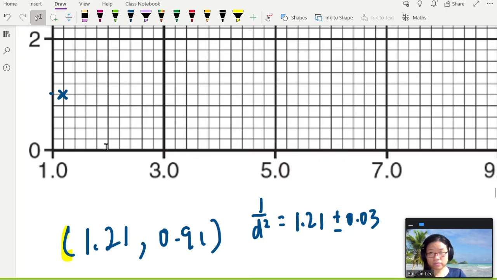Because this is 2 mA. So 1.2, 1.4, 1.6, 1.8, 2. Can we even fit 0.03? Uncertainty too small, no need to plot. So, no, you have to plot the uncertainty. When it is smaller than 1 box, my recommendation is to draw 1 box.